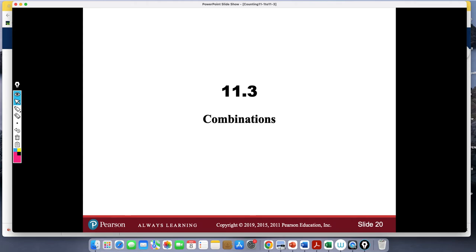So now we're just going to talk about combinations, and we've done all the math for it already. The only difference between a permutation and a combination is order. One order is important, one is not. How about for a lottery ticket?